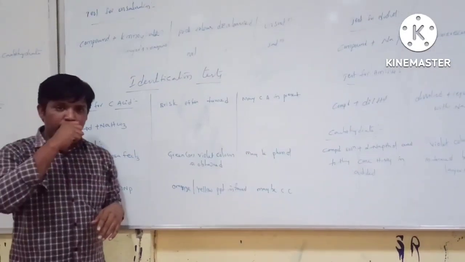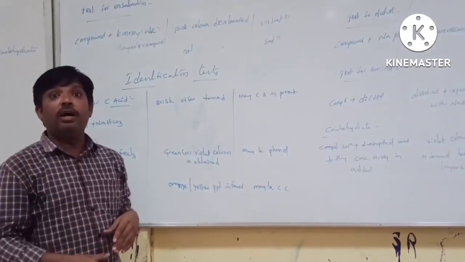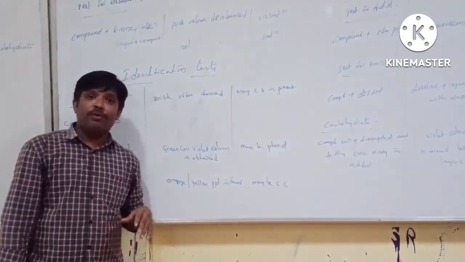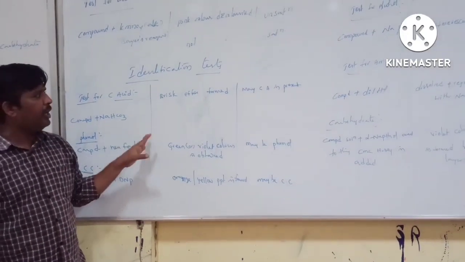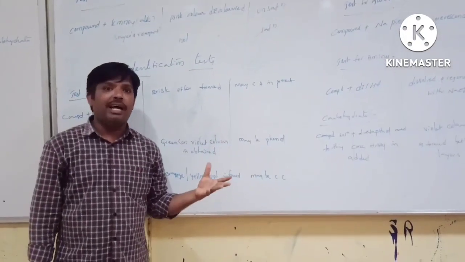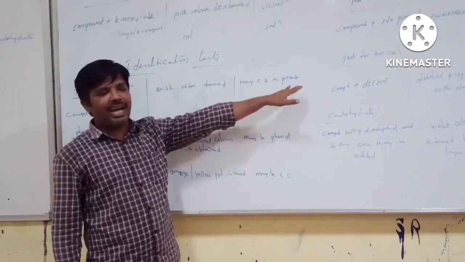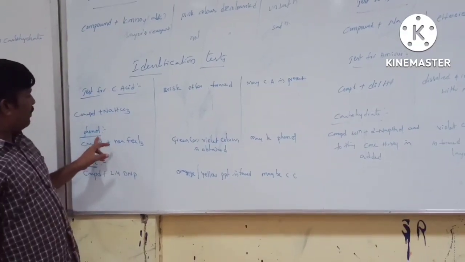What is the compound which is used for carboxylic acid identification? Sodium bicarbonate. When the compound is added to sodium bicarbonate, brisk effervescence is obtained or formed. Then maybe carboxylic acid is present. Then we go for phenol.